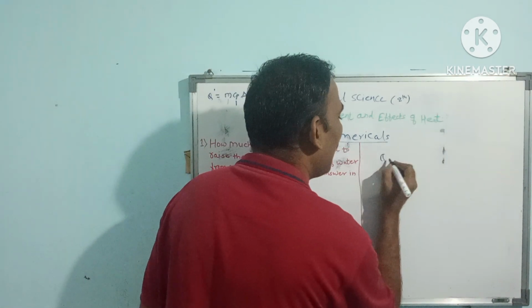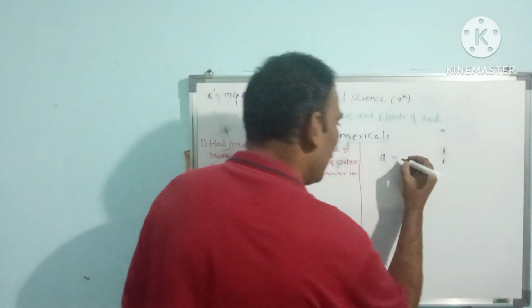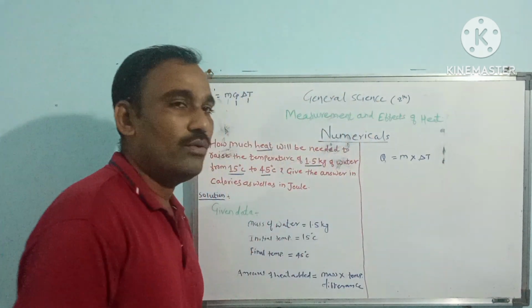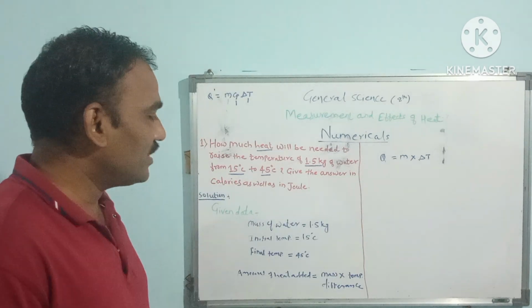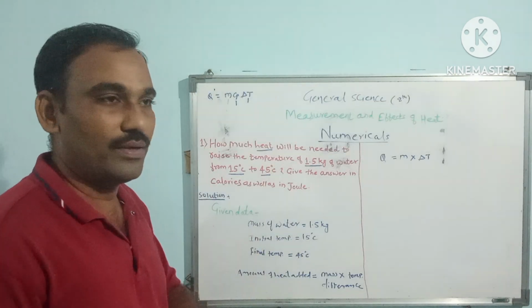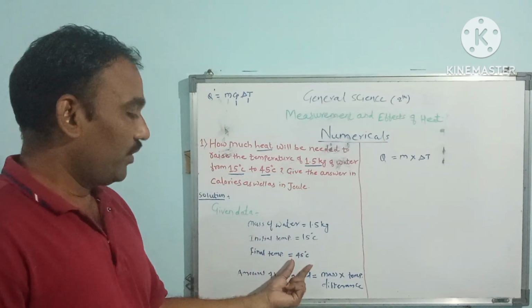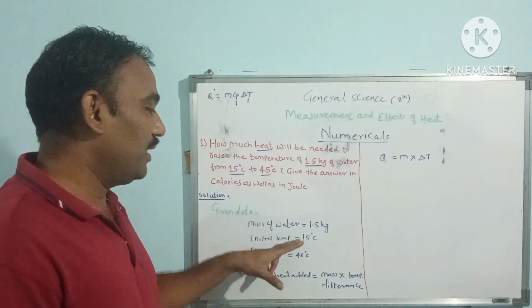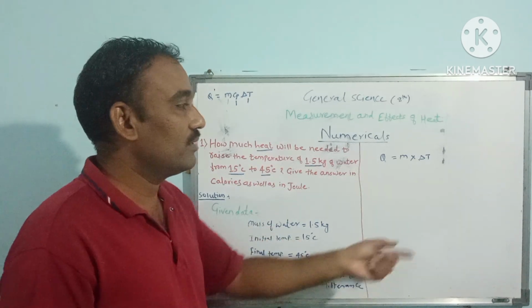Now come to this side. Say Q is the amount of heat needed or heat supplied to the water, equal to mass of water into temperature difference, that is delta T. How can the temperature difference be calculated? As we know, in the problem two temperatures of water are given: 15 degrees Celsius, the initial temperature, and 45 degrees Celsius, the final temperature. When we subtract the lower temperature from the higher temperature, we get this delta T.